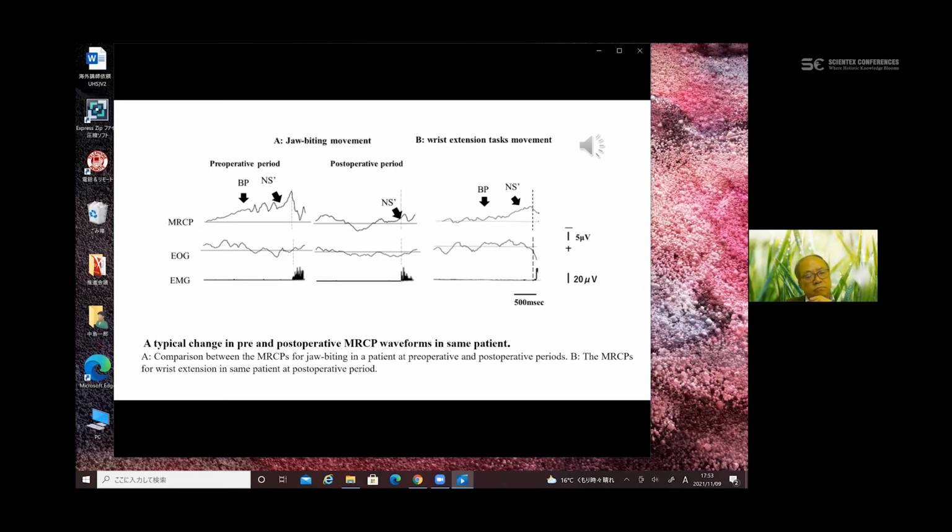Figure shows a typical case with reduced waveform components. In this case, the BP component was confirmed 1.5 seconds before the onset of masseter muscle discharge, as in healthy adults. Before the surgery, however, after surgery, the amplitudes of MRCPs were decreased so much that the BP component could not be confirmed. The NS component was barely confirmed in the waveforms. In addition, the BP and NS components could be observed in the MRCP waveforms when this patient was requested to perform wrist movement during the postoperative period.